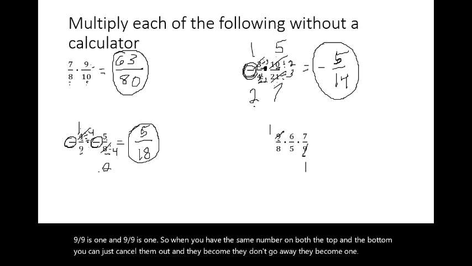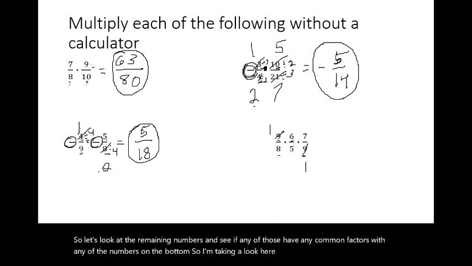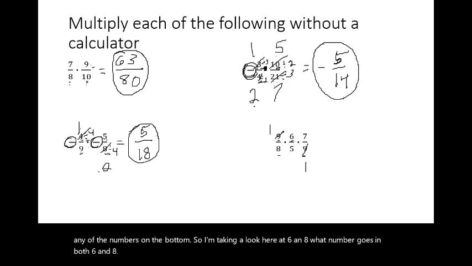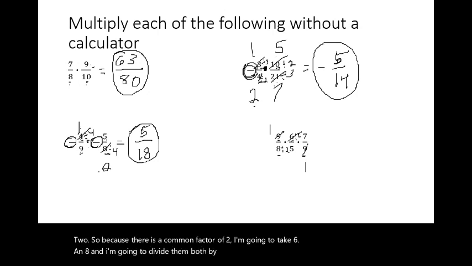So let's look at the remaining numbers and see if any of those have any common factors with any of the numbers on the bottom. So I'm taking a look here at 6 and 8. What number goes into both 6 and 8? 2. So because there is a common factor of 2, I'm going to take 6 and 8, and I'm going to divide them both by 2. So 6 divided by 2 is 3, 8 divided by 2 is 4.